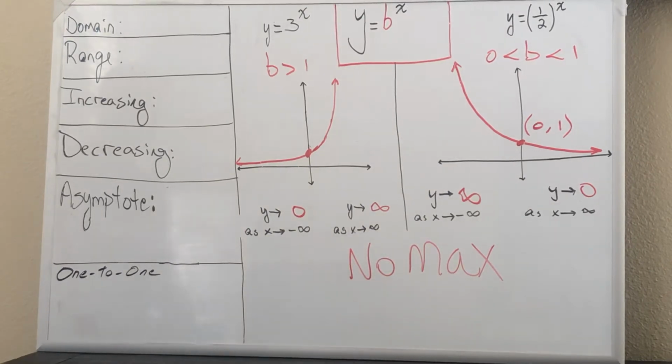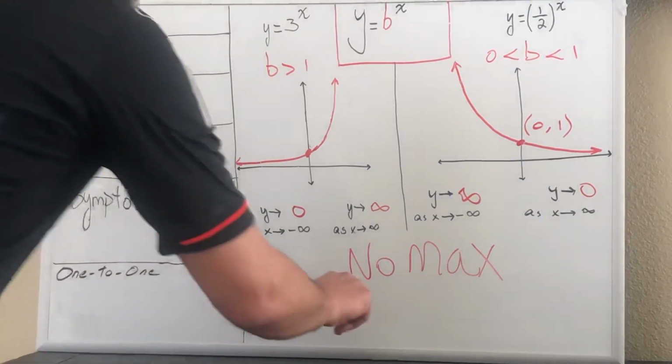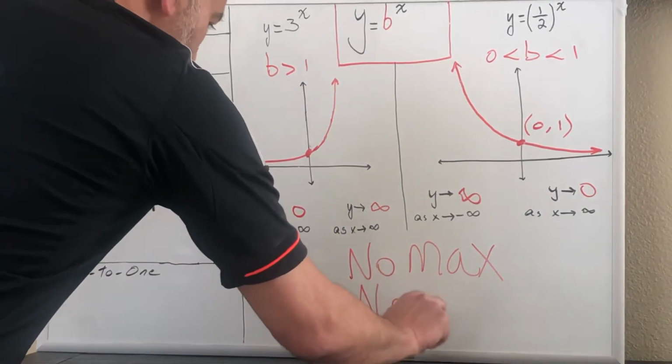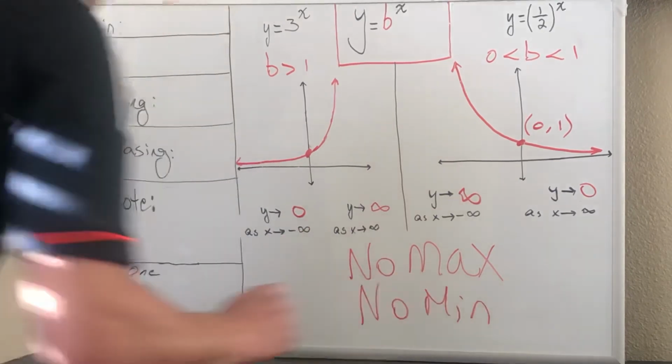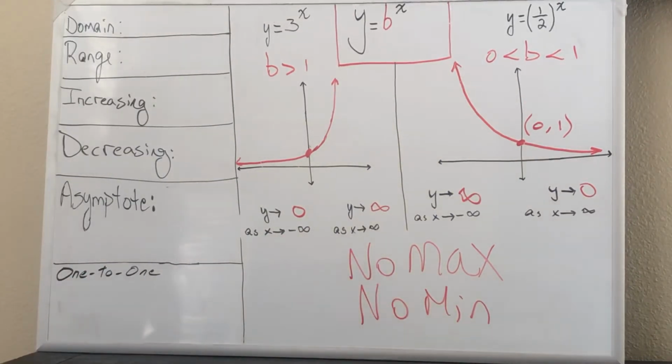And we don't have a minimum value either, because the curve gets closer and closer to 0, but it never actually hits 0. If it ever hit 0, then we'd say the minimum value is 0, but it doesn't hit it. So what is the minimum value? Well, is it 0.1? No. Go further along, it can be 0.01 or 0.001. An exponential function has no minimum value. So no minimum, no maximum.